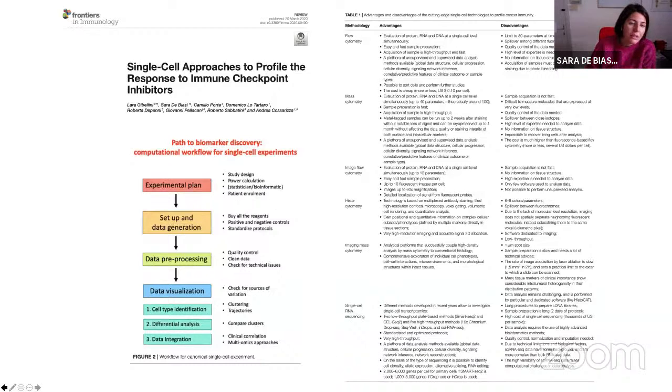And here I report a path to biomarker discovery. This is a computational workflow for a single cell experiment. First of all, if you want to undertake a canonical single cell experiment, you have to take into consideration all of these steps. For example, you have to study the experimental plan, you have to set up and generate the data, of course, try everything, standardize everything. You have to perform very good data pre-processing, so you have to perform quality control, clean your data, and check for technical issues and batch effects. Then you have to perform data analysis, and in particular data visualization, which is based on three different steps: for example, cell type identification, differential analysis, and data integration. You can find everything in this review.